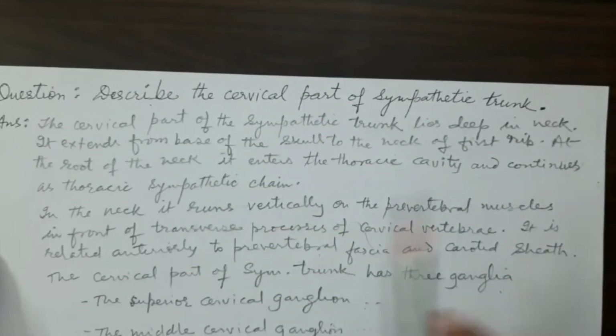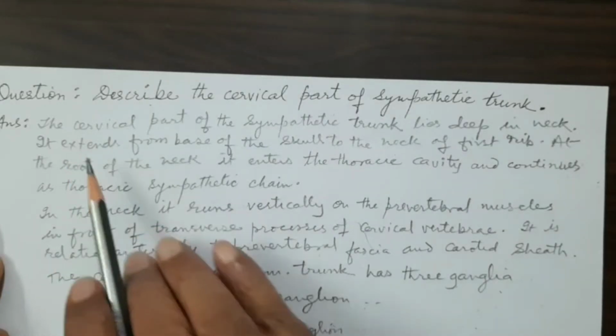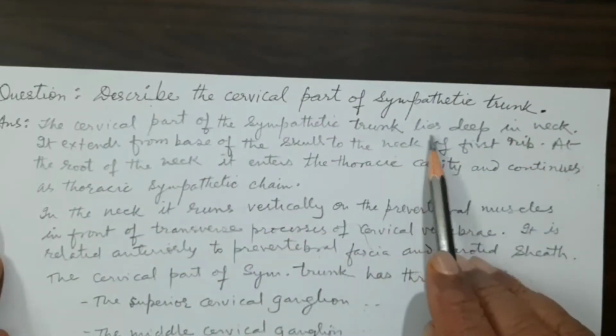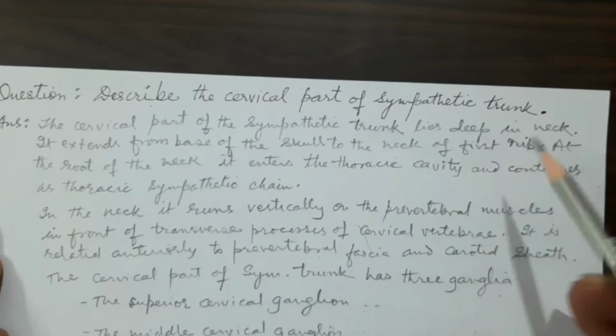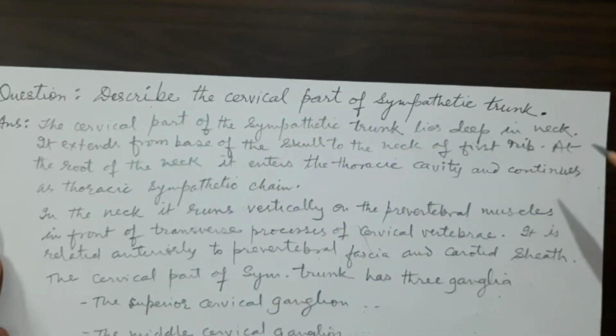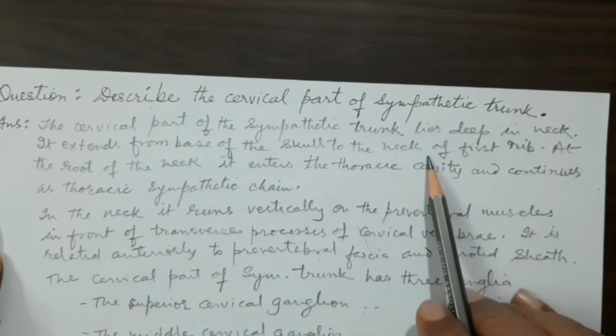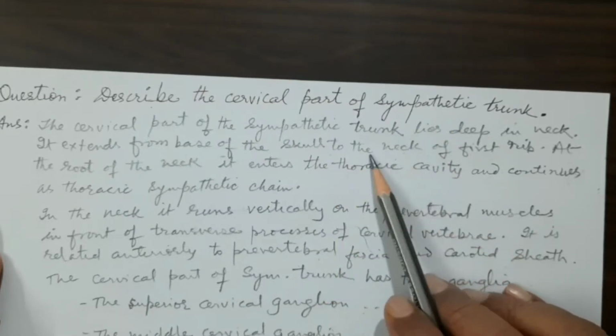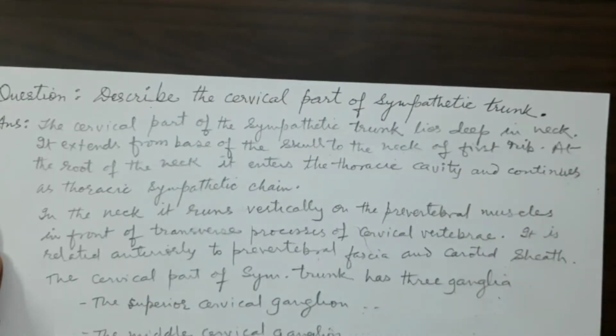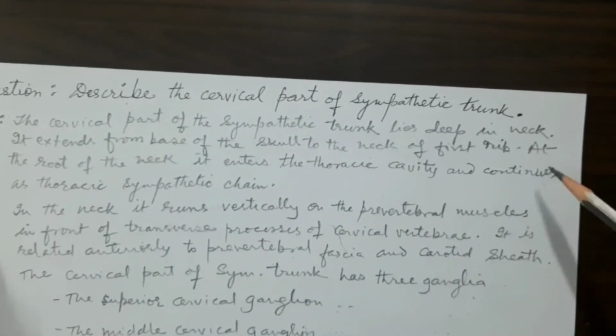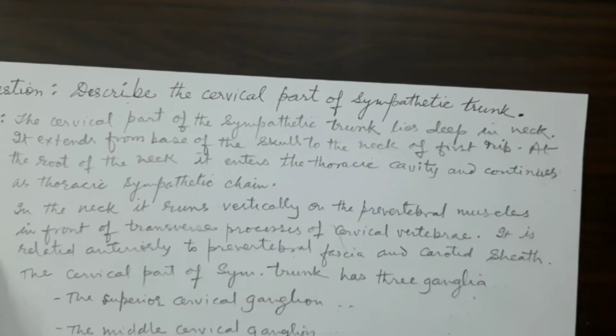Now, in the answer, you may write like this: the cervical part of the sympathetic trunk lies deep in the neck. So, it is located deep inside the neck, just in front of the vertebral column, on either side of the vertebral bodies. Now, it extends from the base of the skull, so it begins near the base of the skull, and goes right up to the neck of the first rib, and this neck of the first rib is located at the root of the neck.